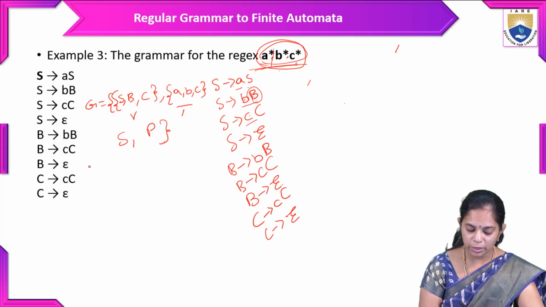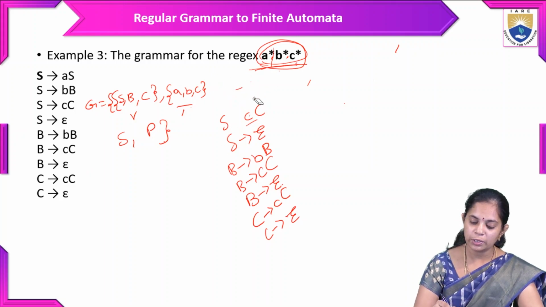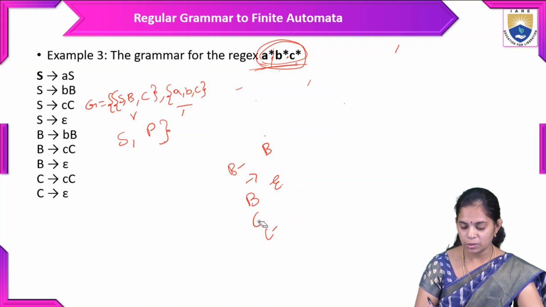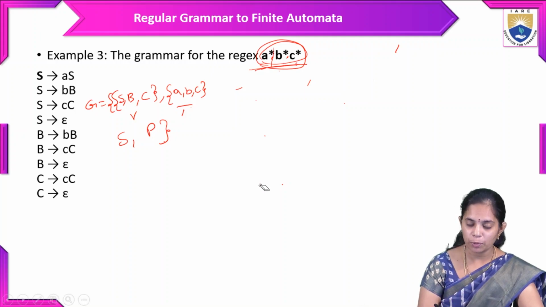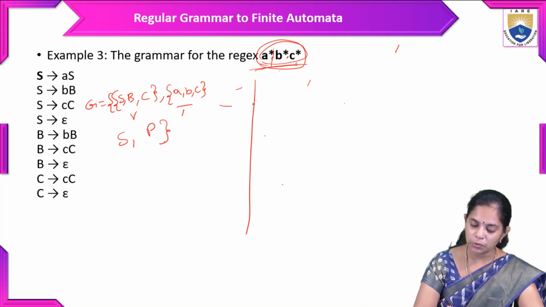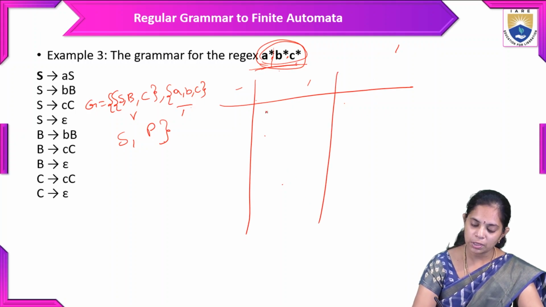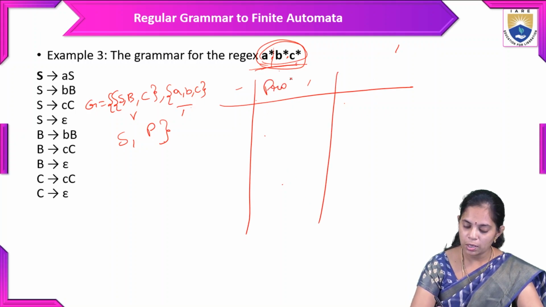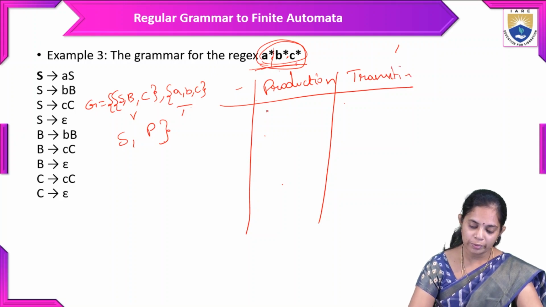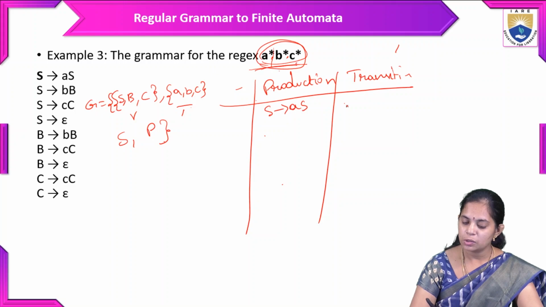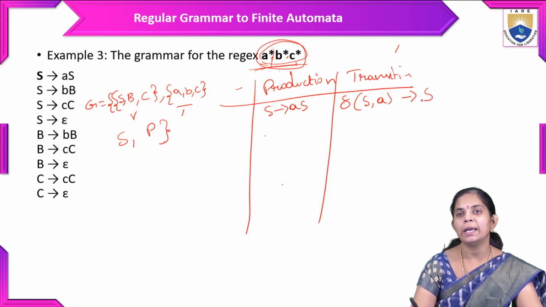And next we need to convert every production rule into a transition function. So we will write every production rule and then convert it into a transition function. The first one is the production rule S tends to A S. So in the transition, delta of S comma A, with A as an input, it is reaching the S state.